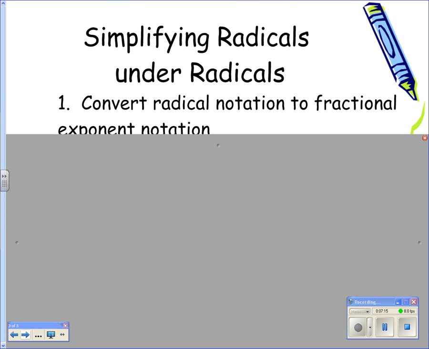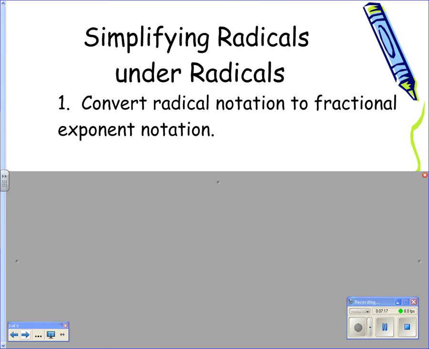All right. These are different. They're radicals under radicals. You want to convert your radical notation to fractional exponent notation. Like the square root of 2 is the same thing as 2 to the 1/2. Does that make sense?